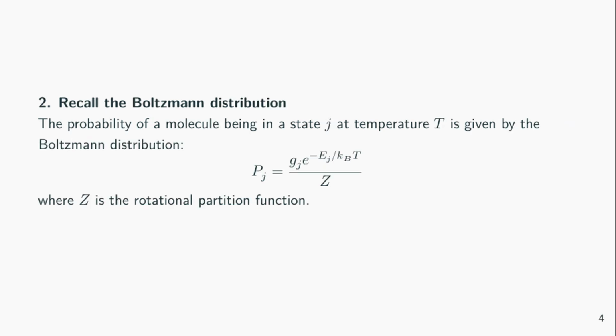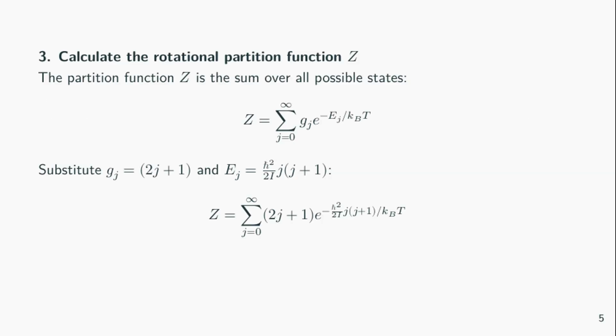Next, we need to recall the Boltzmann distribution. This distribution tells us the probability of a molecule being in a specific state J at a temperature T. The probability Pj is given by Gj times e to the power of minus Ej over kBT, all divided by Z. Here Z is what we call the rotational partition function. Let's calculate this rotational partition function Z. The partition function is essentially a sum over all possible states. So Z is the sum from J equals 0 to infinity of Gj times e to the power of minus Ej over kBT. Now we substitute in the expressions for Gj and Ej that we know.